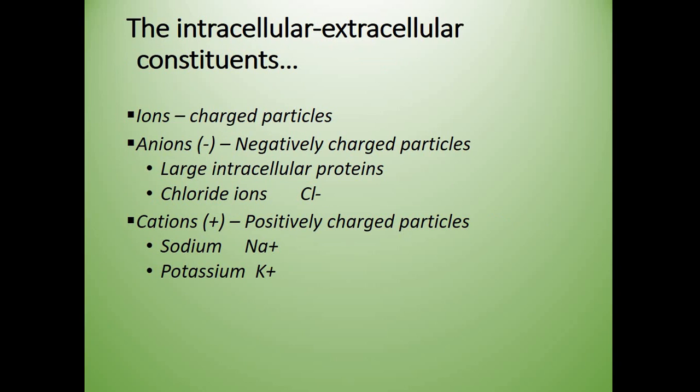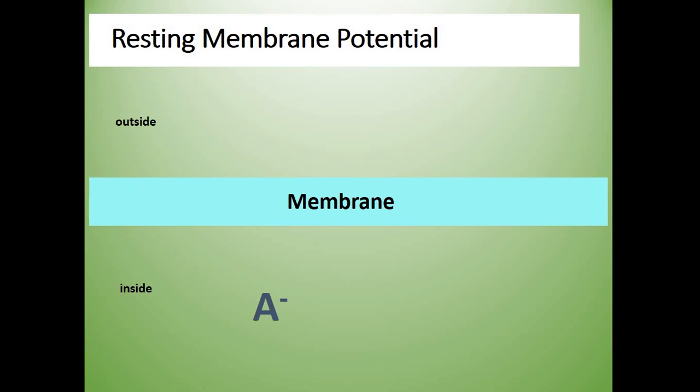Now, going deep down to a cell, it actually has an intracellular structure and certain constituents, and similarly, surrounding the cells we have the extracellular fluid. So the intracellular and the extracellular constituents of a cell can be explained with the help of ions or charged particles. So we have the concentration of negatively charged particles or anions, which include large intracellular proteins and chloride ions, while the cations, which are positively charged particles, have major constituents as sodium and potassium.